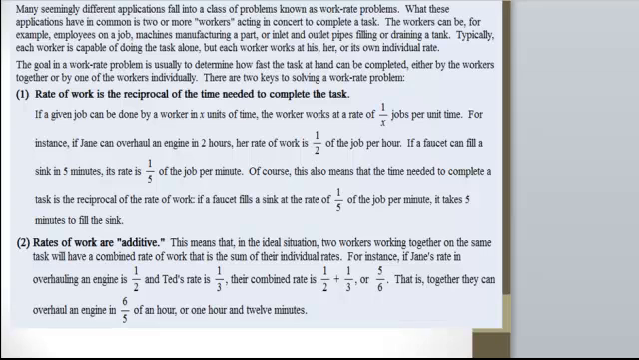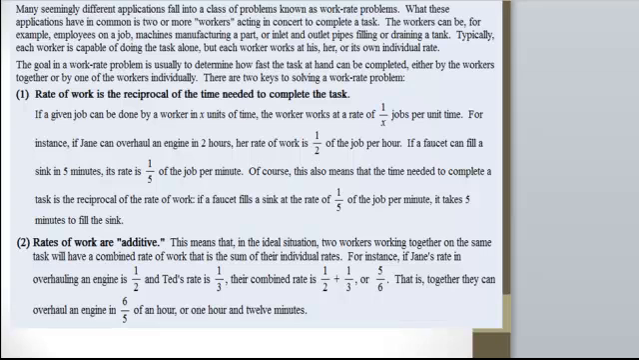Workers can be people, they can be machines, they can be pipes, anything like that. And normally each worker is capable of doing the task alone, but when you put them together, it takes them less time to complete that particular task. The goal in a work rate problem is usually to determine how fast the task at hand can be completed, either by the workers together or by one of the workers individually.